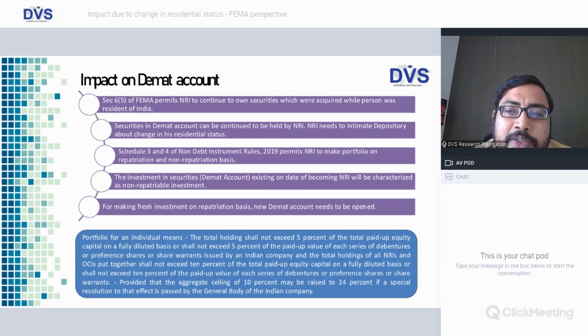So for making fresh investments, he has to open a separate Demat account with his resident status being clearly categorized as non-resident Indian, and the investments made in the original account will all be treated as non-repatriable investment. So hence, any sale proceeds or any dividend proceeds which have been received will only get credited to their NRO account. The fresh investments can be either categorized as repatriable or non-repatriable based on the intentions of the non-resident Indian.